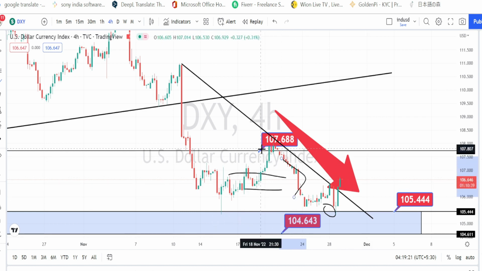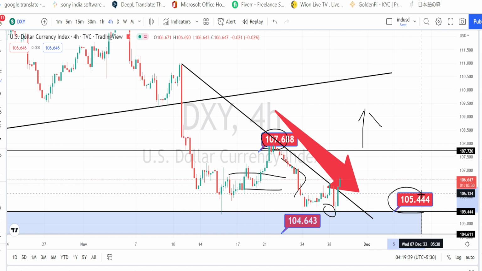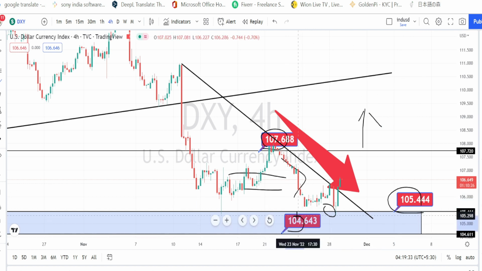So only when the price action breaks this resistance level of 107 we can expect a bullish side retracement, or only when the price action breaks this support zone between 105 to 104 we can expect a bearish side trend to start in dollar index in 4 hours time frame.